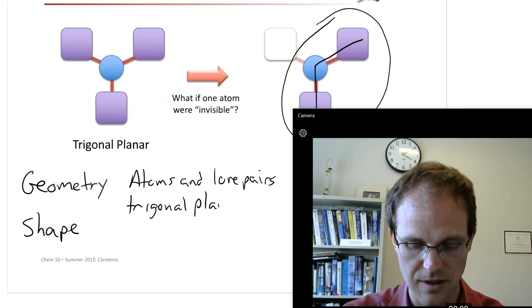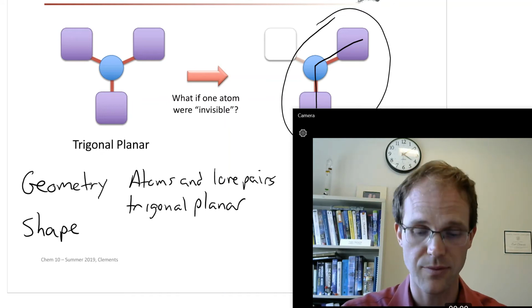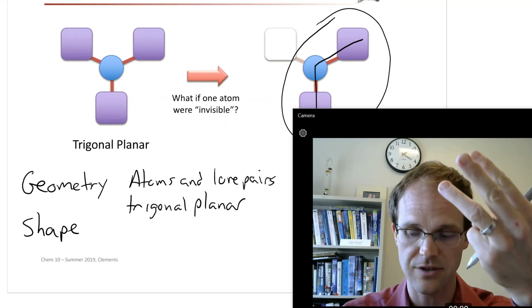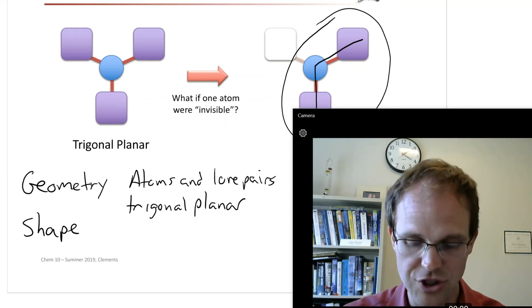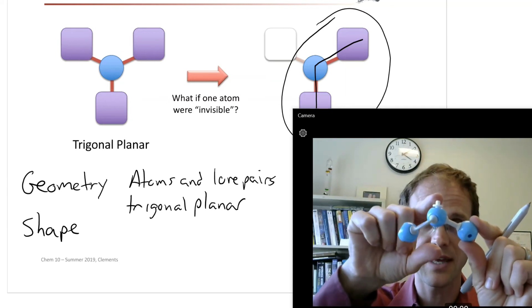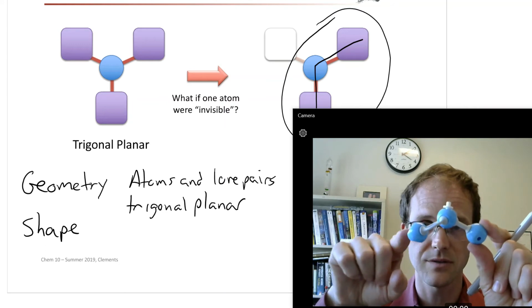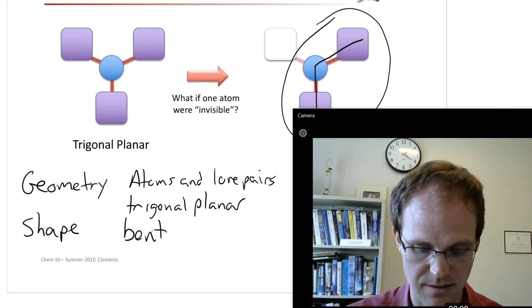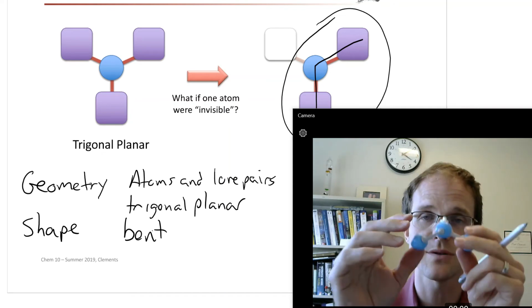In fact, for this class, the only three geometries you're ever going to get are linear, trigonal planar, and tetrahedral. Those are the only three geometries. Shape is when you say, okay, now I've got this geometry, but what if I can't see one of them? What do we see? Just the atoms. It looks bent. Okay? So geometry takes into account atoms and lone pairs.